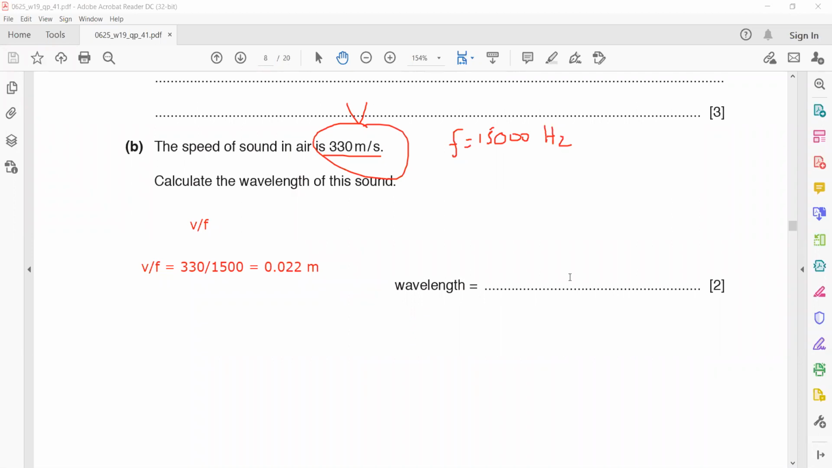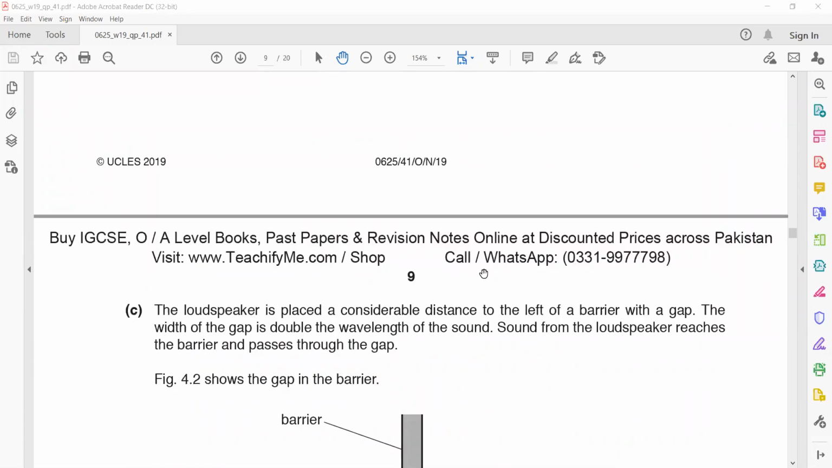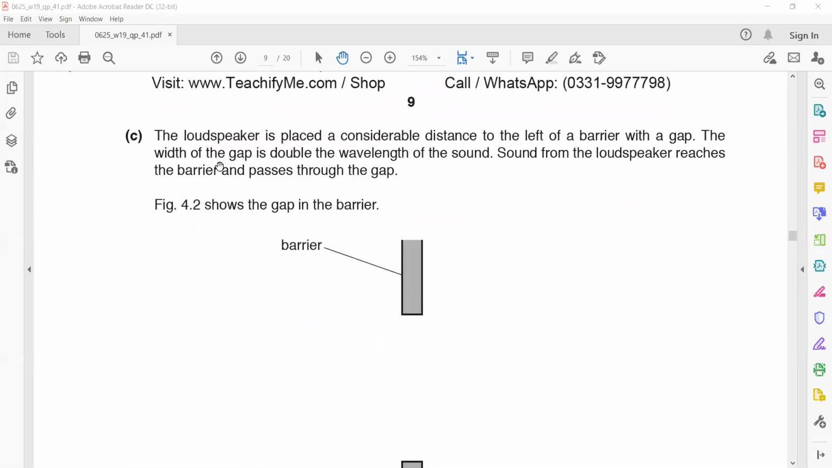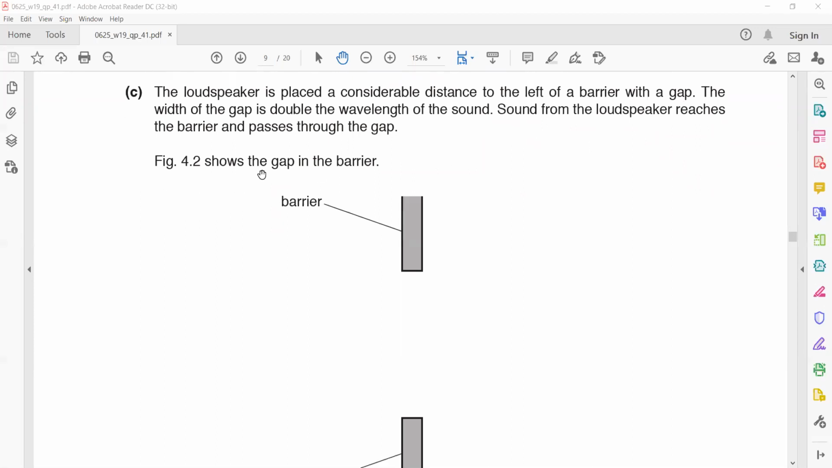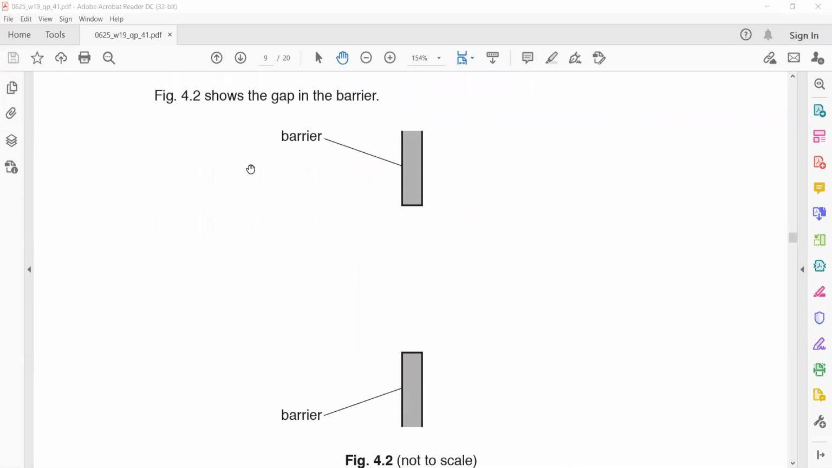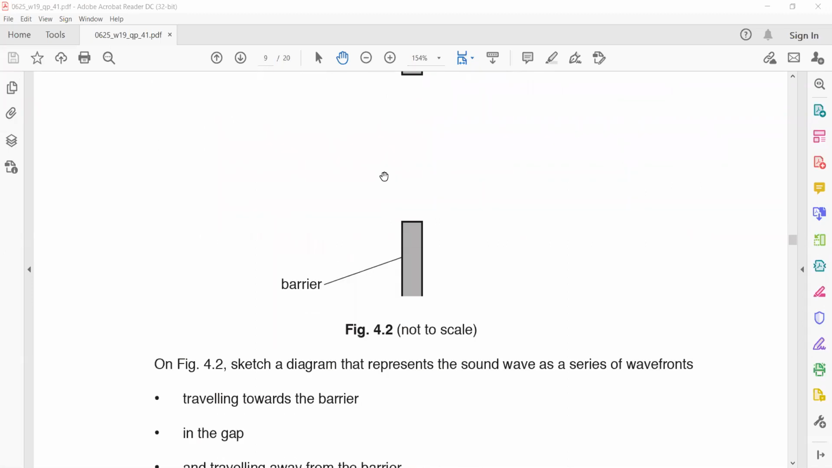The next question: the loudspeaker is placed a considerable distance to the left of the barrier with a gap. The width of the gap is double the wavelength. Sound from the loudspeaker reaches the barrier and passes through the gap. Figure 4.1 shows a gap. On figure 4.2, sketch a diagram that represents the sound waves as a series of wavefronts traveling towards the left of the barrier, in the gap, and away from the barrier.